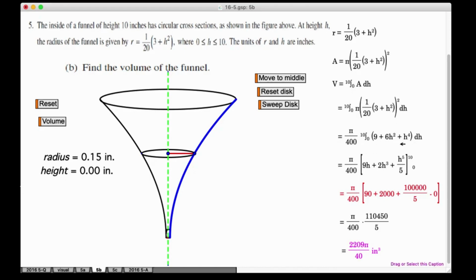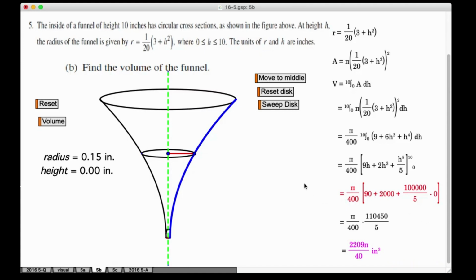Now I need to integrate. If I integrate with respect to h, I get 9h, and this is going to be 6h cubed over 3, which becomes 2h cubed. And this is h to the 5th over 5. Now I plug in 10, so I get 90, plug in 10 here, I get 1,000 times 2, 2,000, plug in 10 here, I get 100,000 divided by 5. If I plug in 0, each term goes to 0.